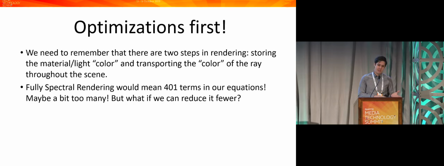And going from a texture that is 3 channel to a 400 channel texture is quite a lot of data that we might not be able to manage and properly send to the GPU in real time and move through our system. So we should probably try to reduce those 400 terms to something more usable.